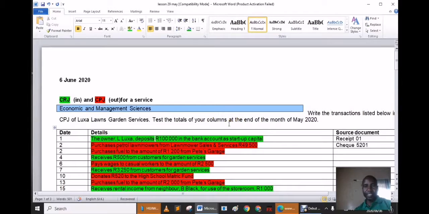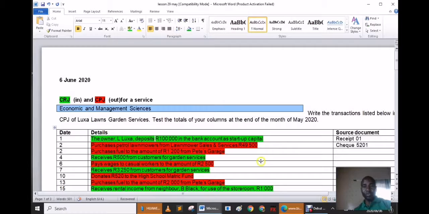In order to help us here, I'm going to use two colors. The green is going to be for all transactions that should go into the cash receipts journal, where money is getting into the business. And the CPJ will be in red, where money is going to go out. You will easily understand that in these two journals, it's all about money coming in or going out.